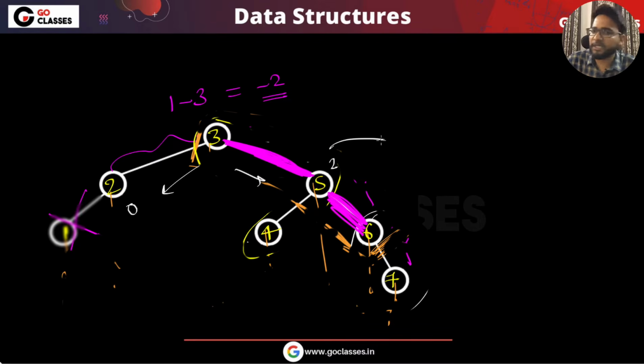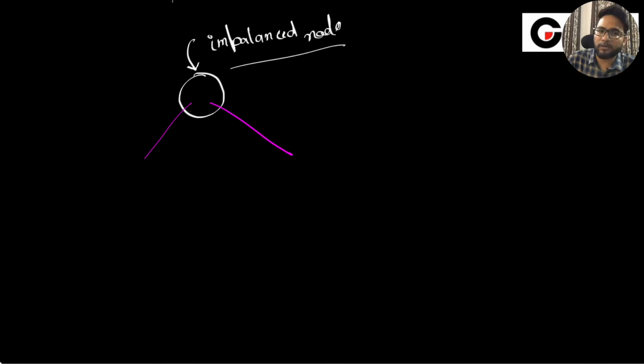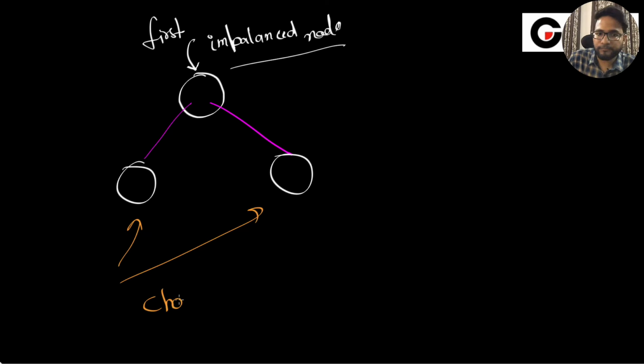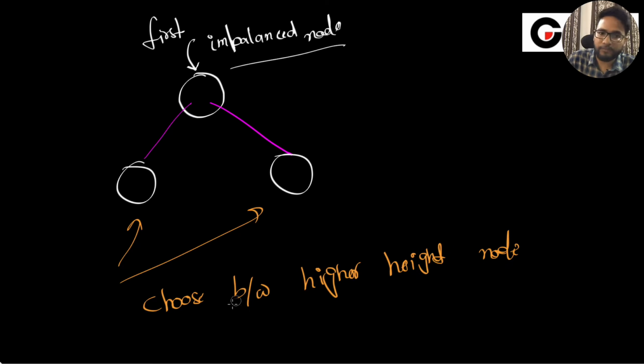Once you identify this is a stick, see, this step is only crucial. Once you identify this is a stick, you can rotate it. So let me just write it here. You go to the first imbalance node, and then choose a higher height node, or child. You can say child. I hope you got it right.